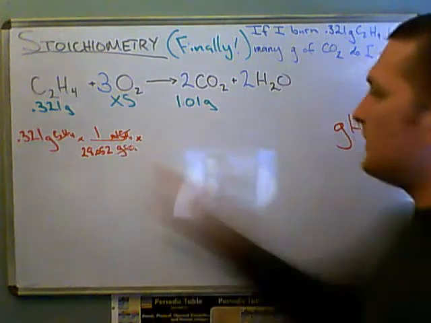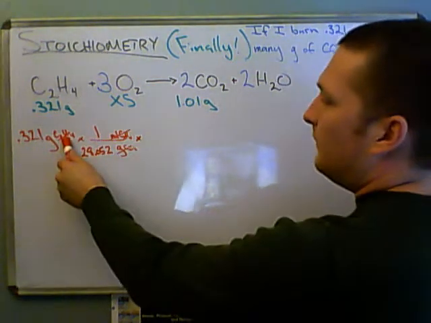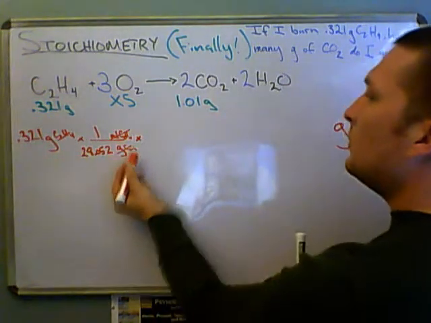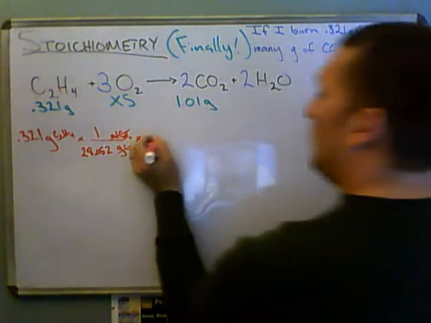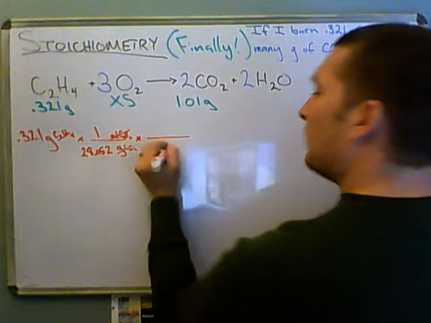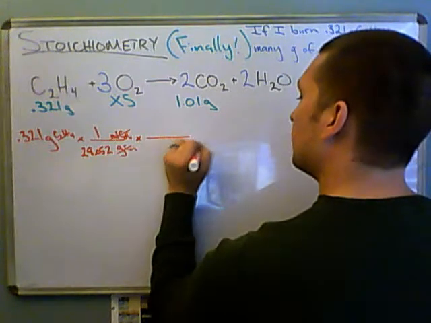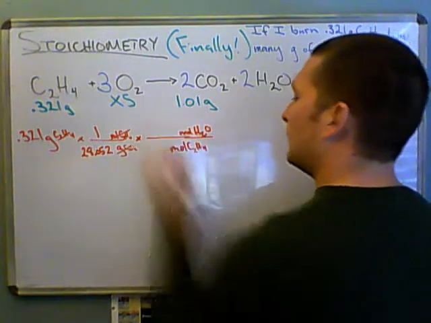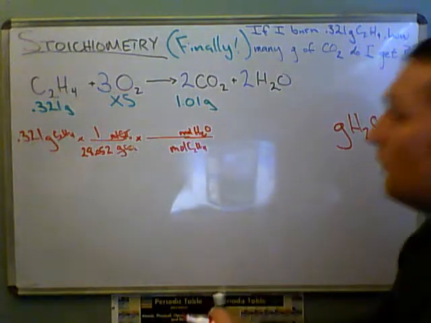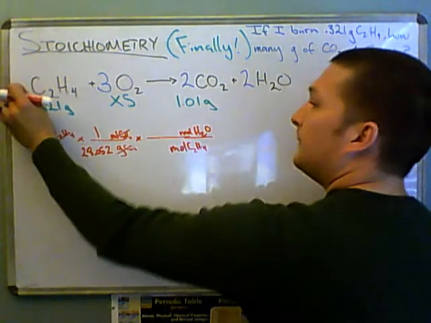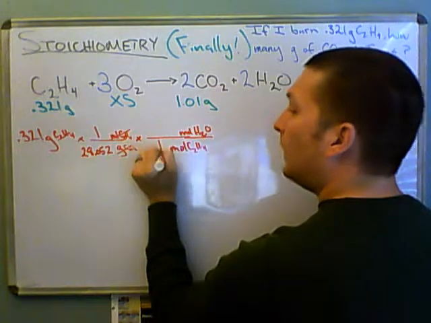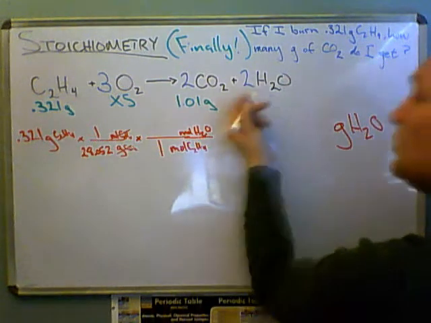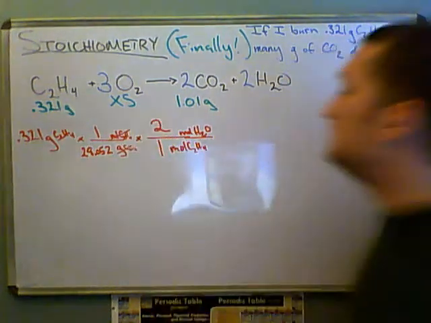But this time, we've already set this up, right? So we went from grams of ethene to moles of ethene. Now that we have moles of ethene, we could get moles of water. I'm going to put moles of ethene on the bottom, moles C2H4. And I want to go into moles of water, H2O. So again, to find that ratio, we look at the coefficients here, and we see that for every one mole of that, we get out 2 moles of H2O.